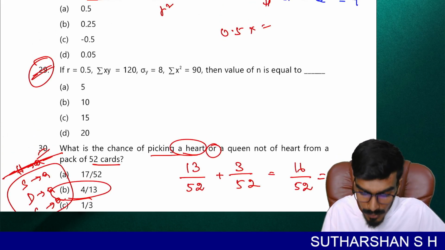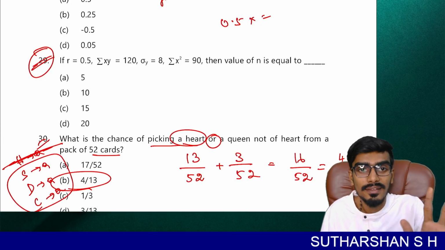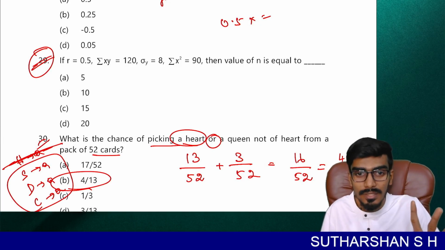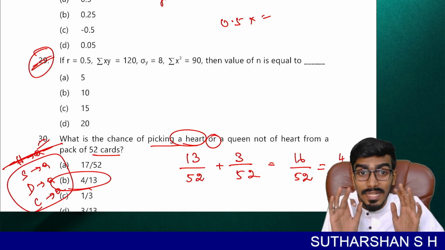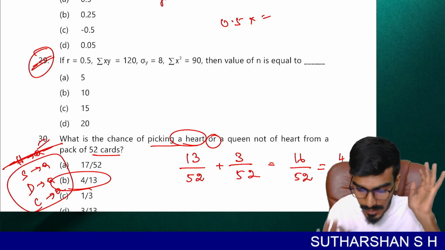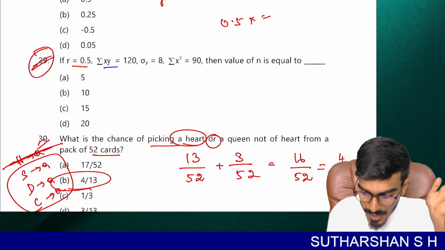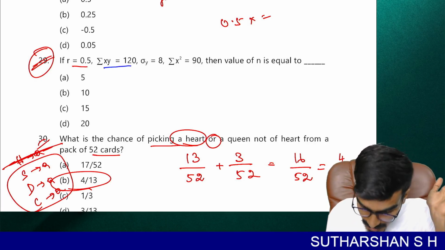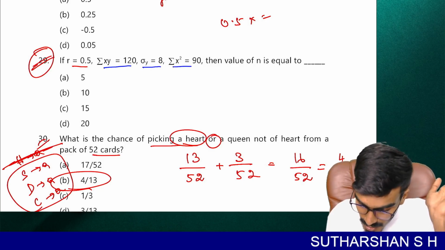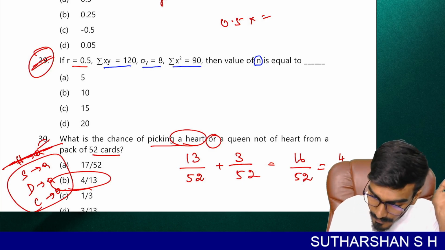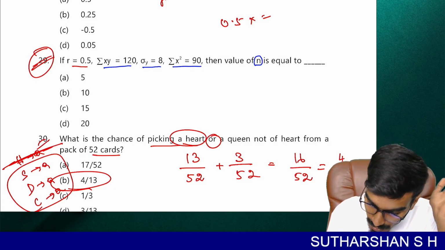Okay, now come to question number 29. Final question for the day for September 2025 RTP. Keep calm. We are on the last question. Just we will do it. See, R is equal to 0.5 has been given. Summation xy is 120. Standard deviation of y is 8. Summation x square is 90. What is the value of n they are asking?